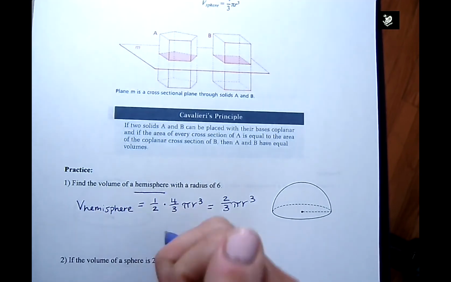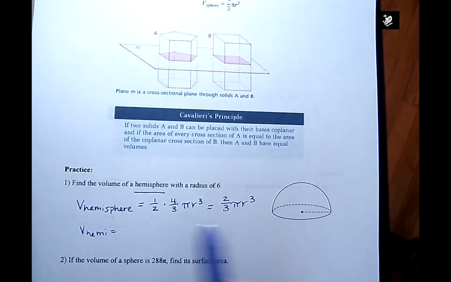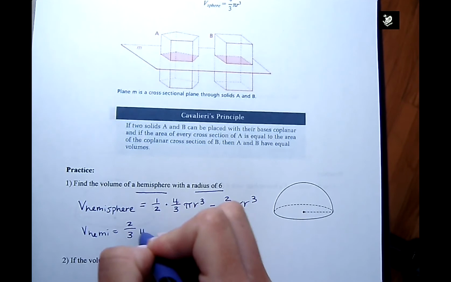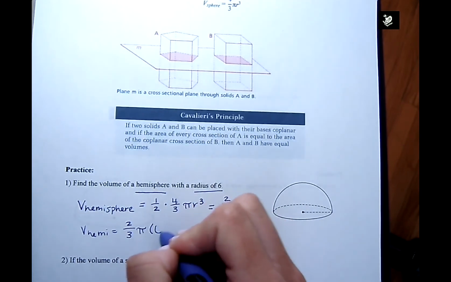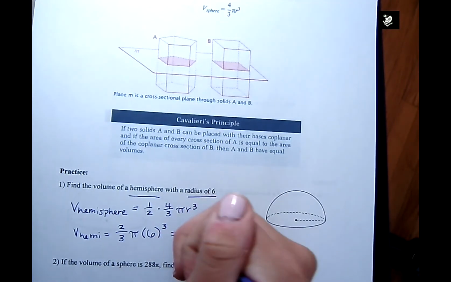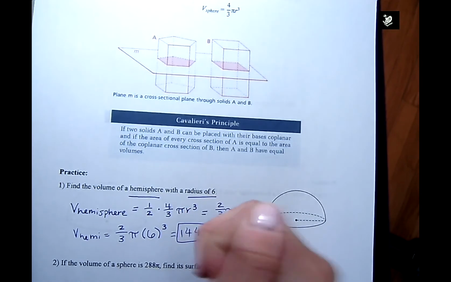Now I'm going to plug into my formula. All I need is my radius, which I'm told is 6. So this is going to be 2/3 pi 6 cubed. Make sure you don't square it by accident. And when you put that in your calculator, you are going to get 144 pi units cubed as your volume of the hemisphere.